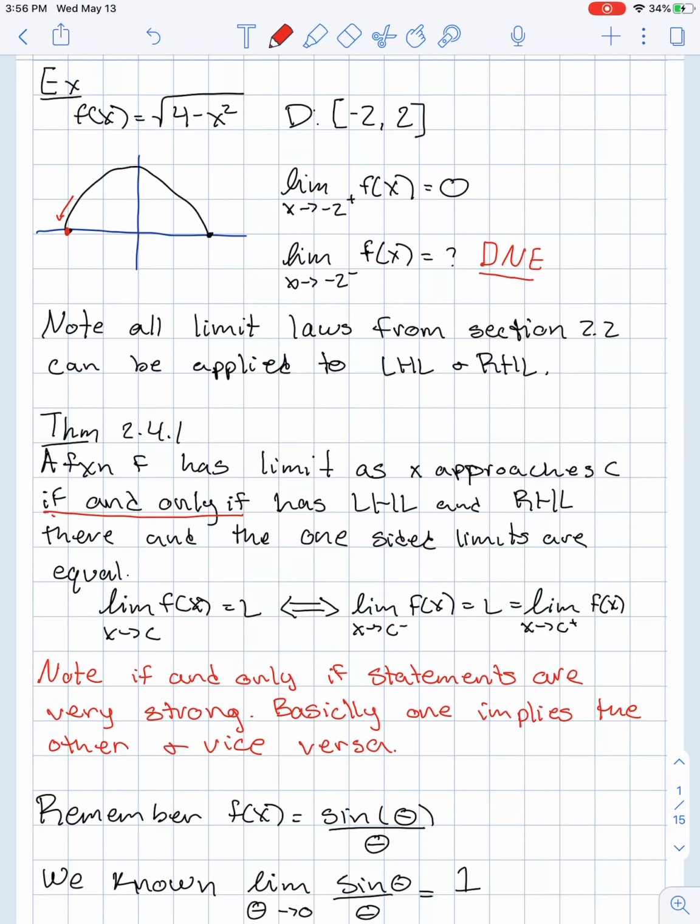They're very strong statements. That arrow going both ways means that if the limit as x goes to c of f of x equals L, given that first statement, I can then say the left-hand limit and the right-hand limit both equal that same limit. And the other way the arrow points says that if these two one-sided limits are equal to each other, then the two-sided limit also has to equal that same limit. So they basically imply each other and vice versa.